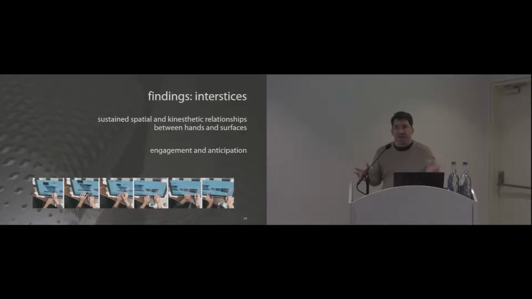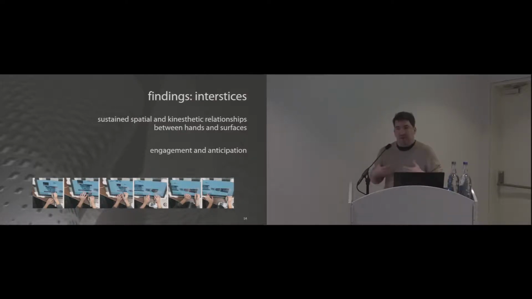So the main finding that we had was of a phenomenon that we identify as interstices. Interstices is a term that comes from architecture, which describes a space between spaces. And so the idea here is that interstices are periods between interaction that represent sustained spatial and kinesthetic relationships between hands and surfaces. And I'm going to go into more about what that exactly means.